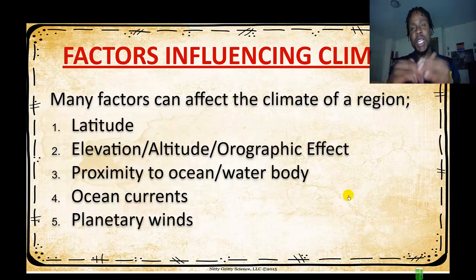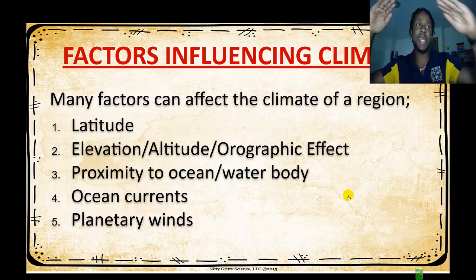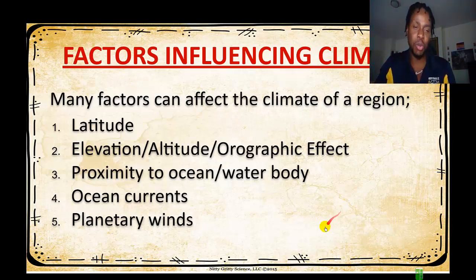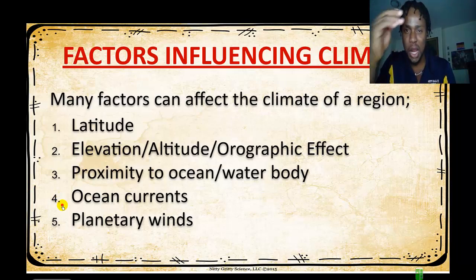So if you have two cities, a city on a hill and a city downhill, we expect the city on top of the hill to have cooler temperatures, because temperature decreases as one goes higher within the troposphere. In this video we're going to focus on item number 4 here, which is ocean current.